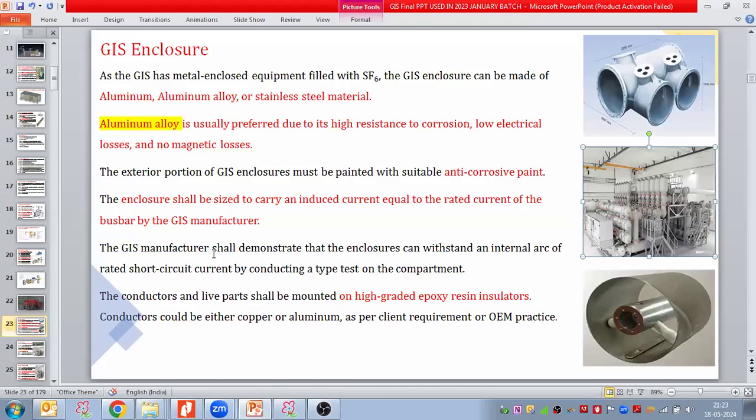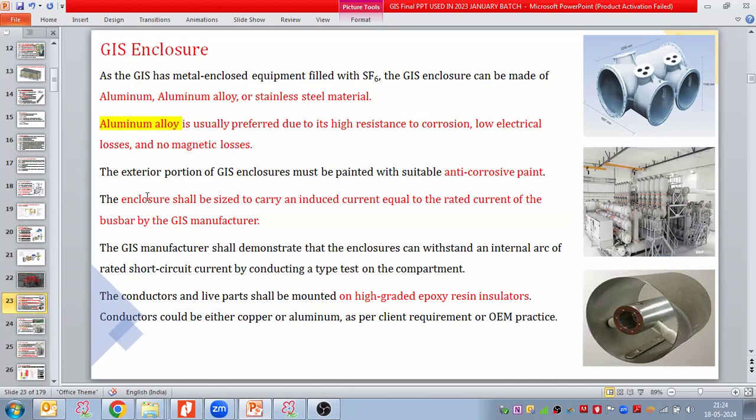The GIS manufacturer shall demonstrate that the enclosure can withstand an internal arc of the rated short circuit current. So whatever short circuit current we are taking, 40 kiloampere, 50 kiloampere, whatever arc will be generated from that short circuit current, the GIS supplier has to demonstrate that the enclosure can withstand that much internal arc by conducting a type test on the compartment. So they need to provide the type test report. The conductor and live parts shall be mounted on high-grade epoxy resin insulators inside the enclosure. Here is one example: the bus bar conductors are placed inside the enclosure and supported by high-grade epoxy resin insulators. The conductor could be either copper or aluminum as per the client requirement or the OEM's practice. So they need to design these conductors.